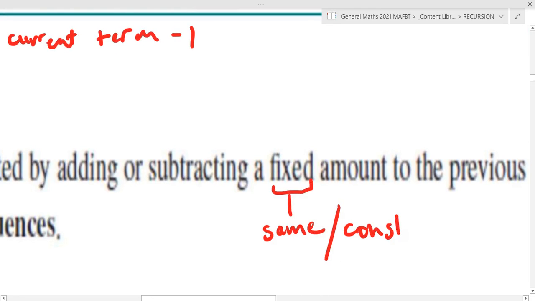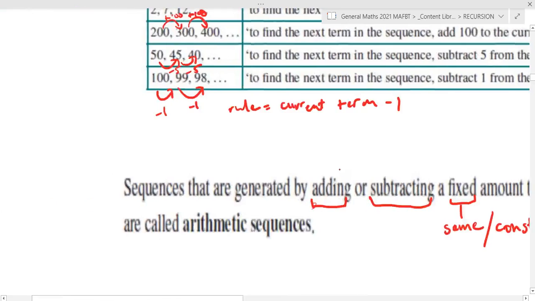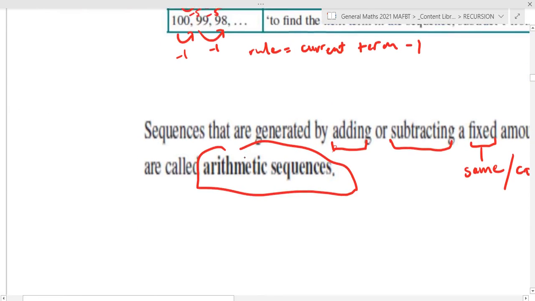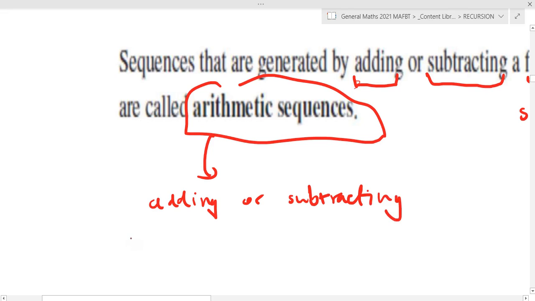So constant or same, that's what fixed means. So when you're adding or subtracting, keyword here, adding or subtracting by a fixed amount to the previous term, this is what we call an arithmetic sequence. So basically, a basic definition of it is adding or subtracting by the same number or by the same amount. That's what an arithmetic sequence is.